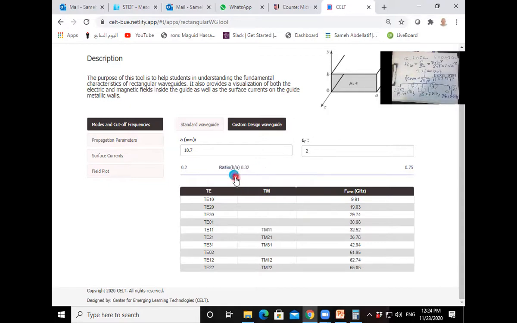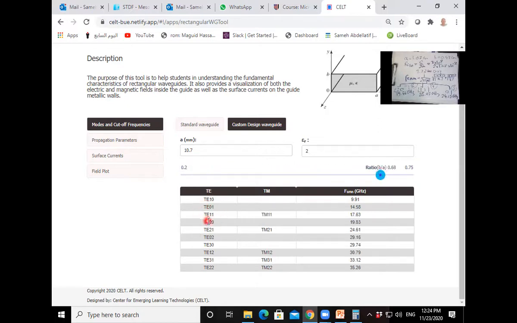So now, please check. Now, your first mode is TE10. Your second mode is TE20, but your third mode is TE30. So the sequence of the modes starts to change with respect to the B to A ratio. Let's go one more. Again, as you can see, somehow it saturates. But what if we go to this side, for example?